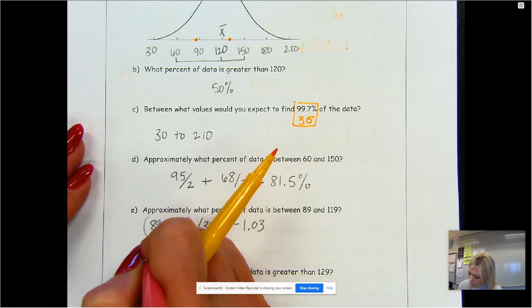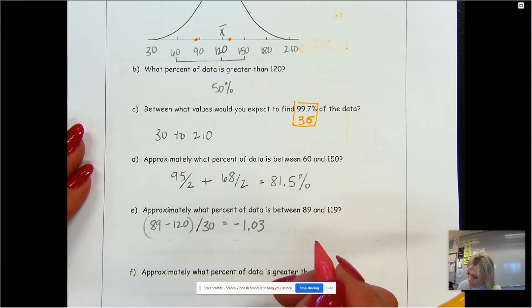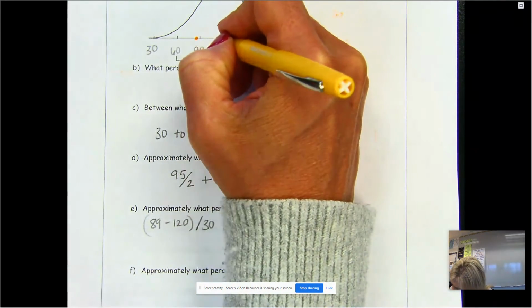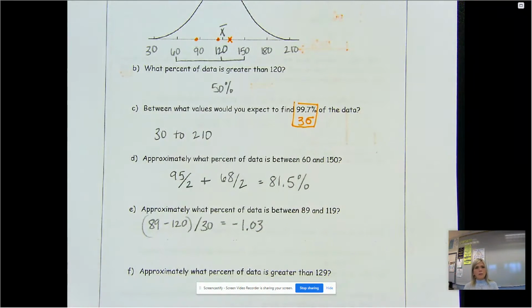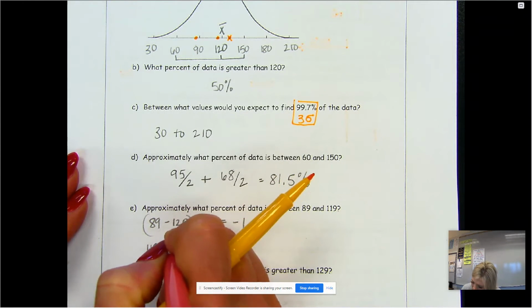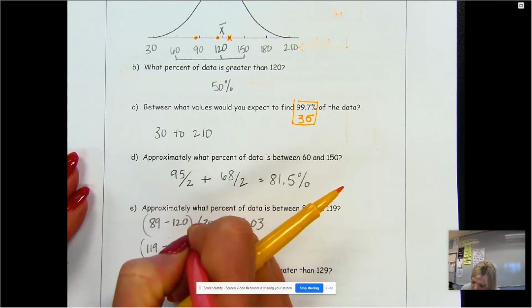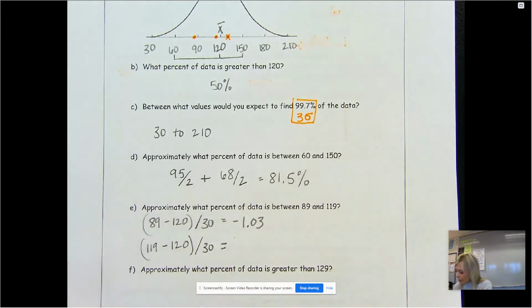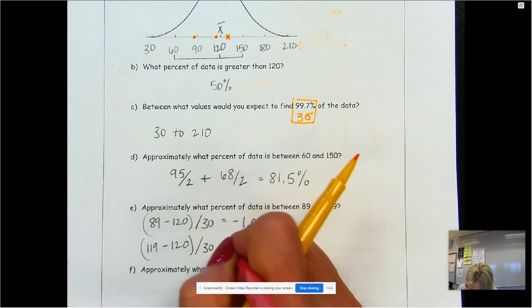And then 119. Oh, oops, I put that in the wrong spot. That is not right here, it is like here. 119 is less than the mean. I'm a little tired. So 119 minus the mean divided by the standard deviation. Okay, so 119 minus 120, and then divided by 30, I got negative 0.03.